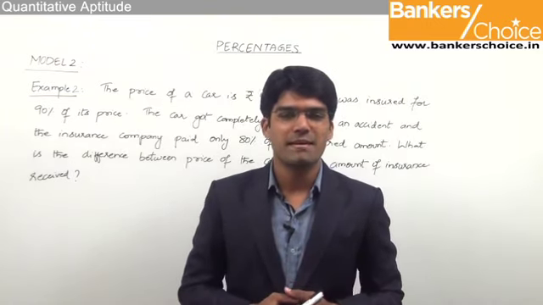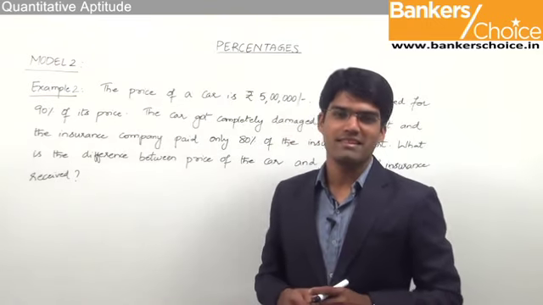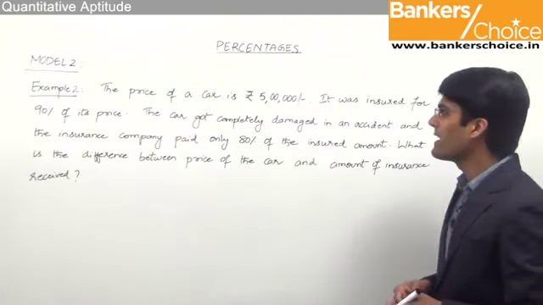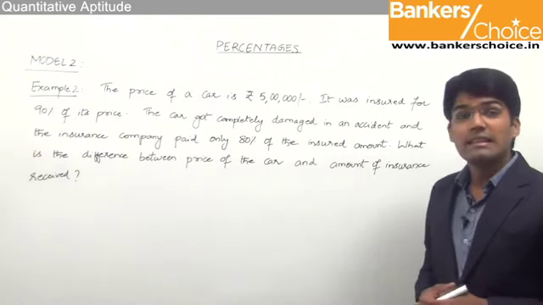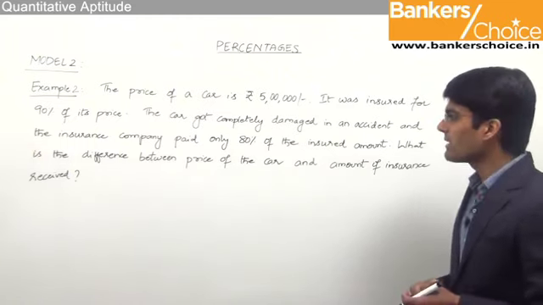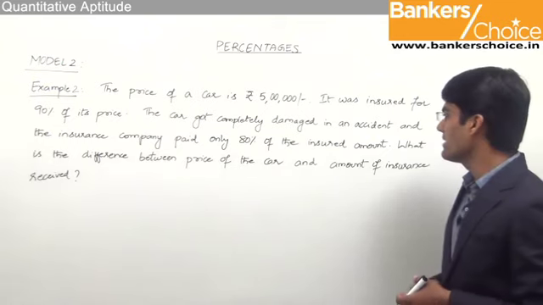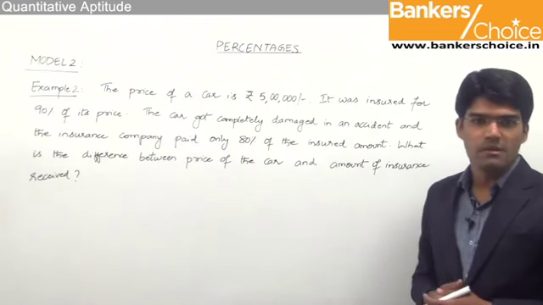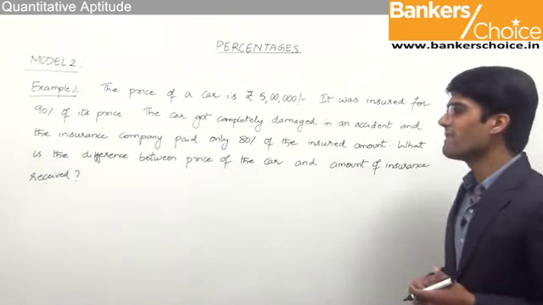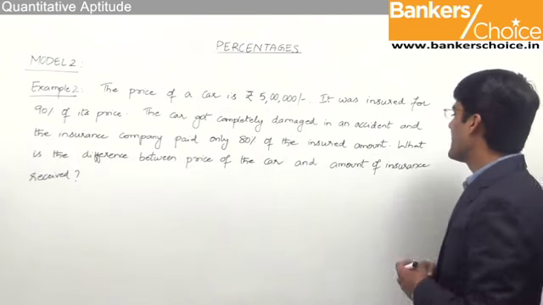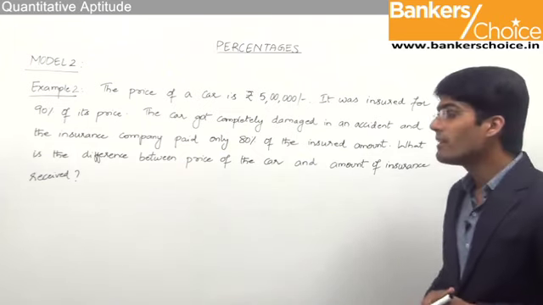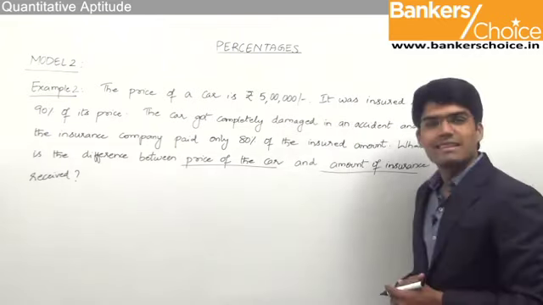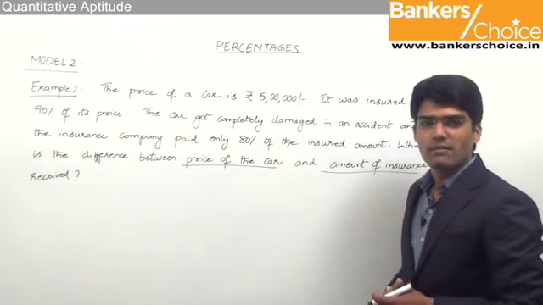Let us now take one more example from model 2, which is based on percentage of percentage. The question here is, the price of a car is rupees 5 lakhs. It was insured for 90% of its price. The car got completely damaged in an accident and the insurance company paid only 80% of the insured amount. What is the difference between the price of the car and the amount of insurance received? So here we are supposed to find out the difference between the price of the car and the amount of insurance that has been received after the accident of the car.